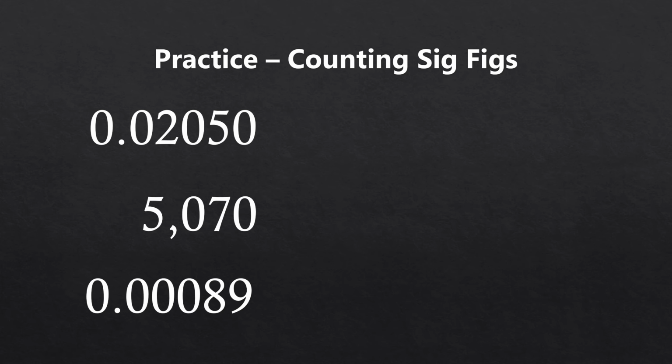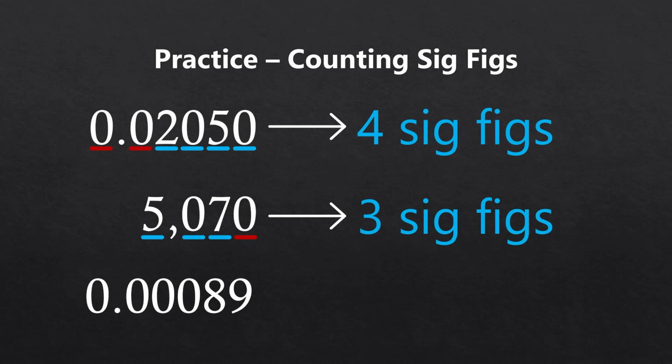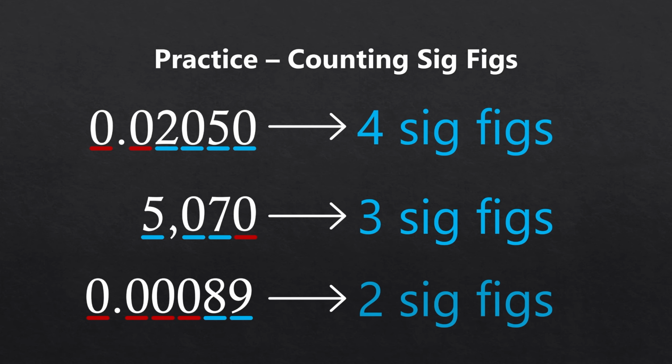First, 0.02050 only has 4 significant figures. Second, 5070 doesn't have a decimal, so it only has 3 significant figures. And third, 0.0089 only has 2 significant figures.